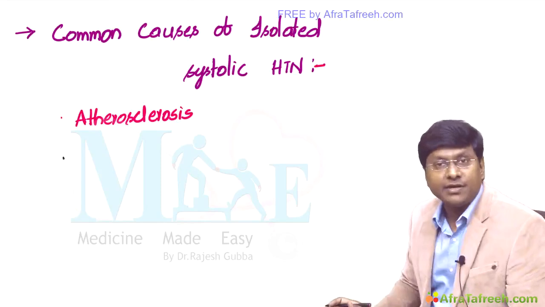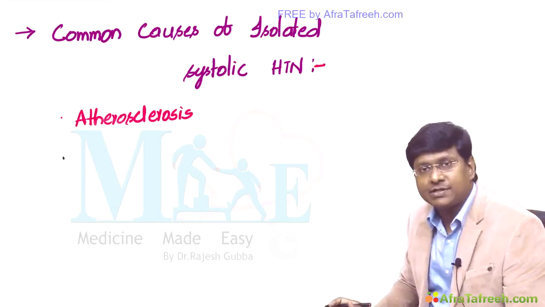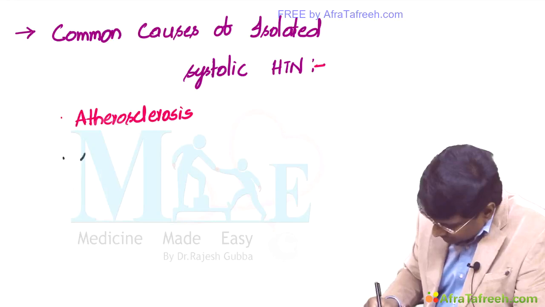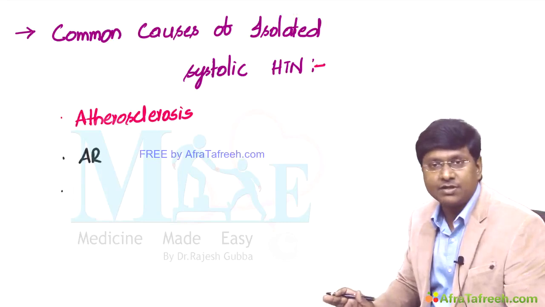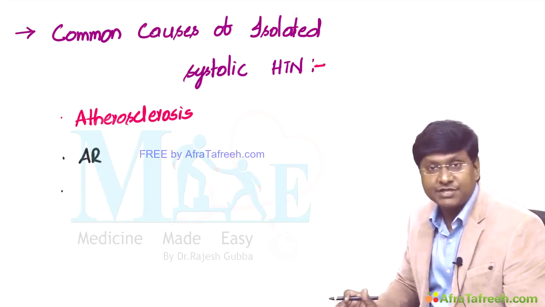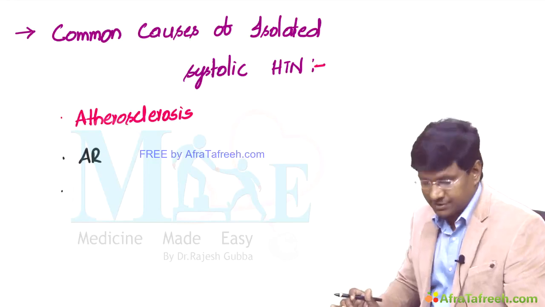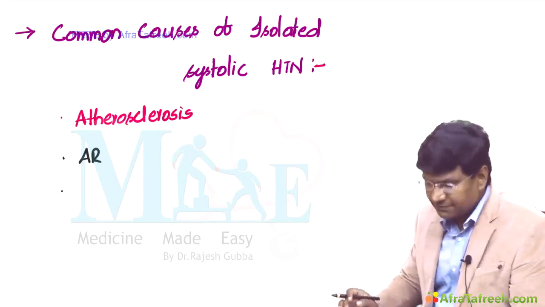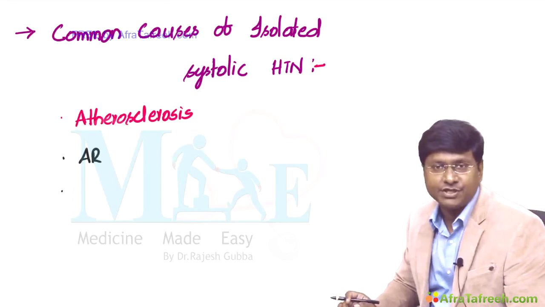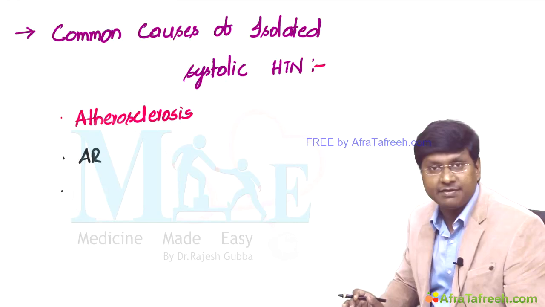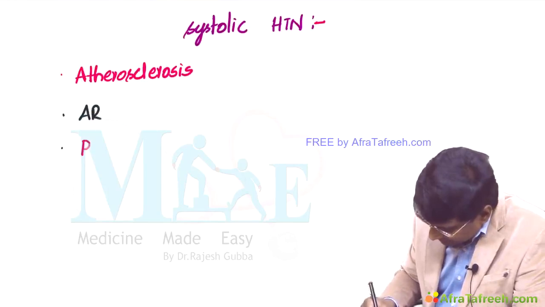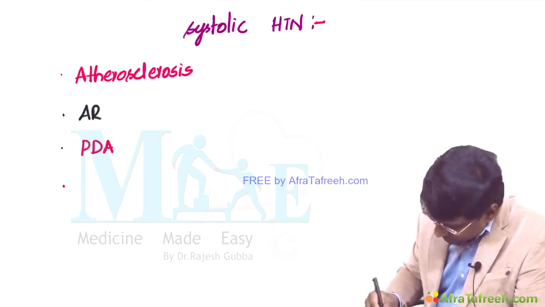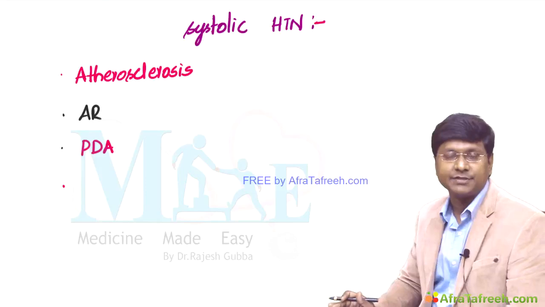Next, another important valvular pathology where you can have isolated systolic hypertension is aortic regurgitation. In aortic regurgitation, systolic blood pressure is very high and the diastolic blood pressure is very low, so the pulse pressure is very high. Next, we have a congenital pathology, an acyanotic congenital heart disease, which can have associated systolic hypertension. That is patent ductus arteriosus. In patients with patent ductus arteriosus, they will have systolic hypertension.